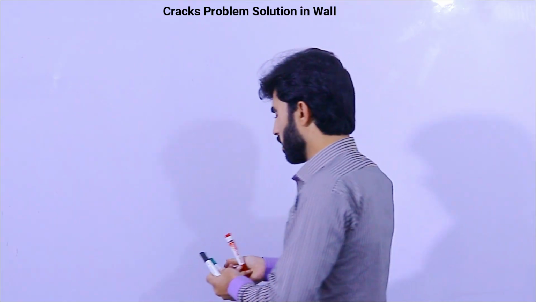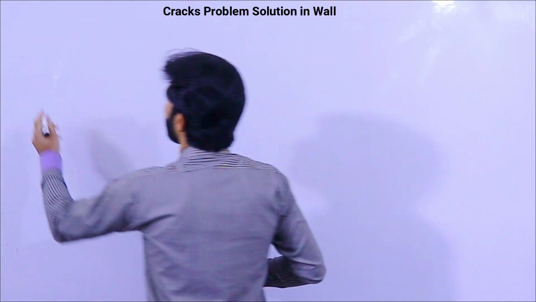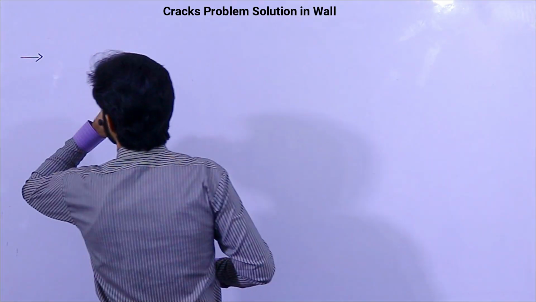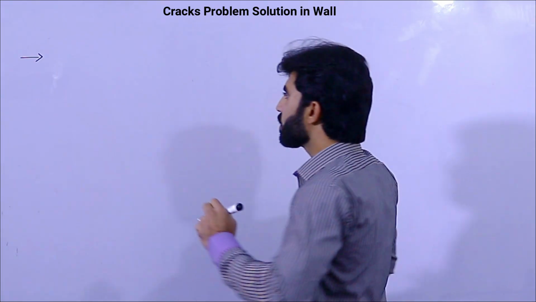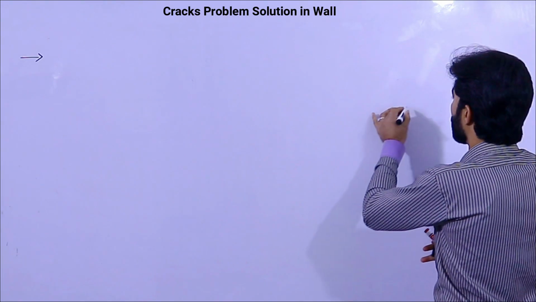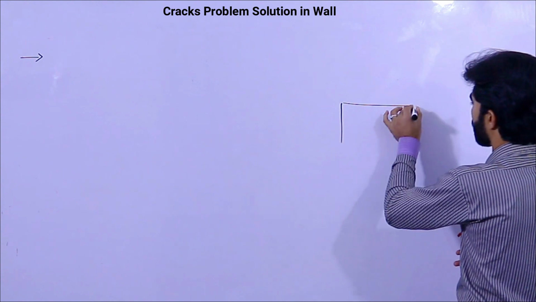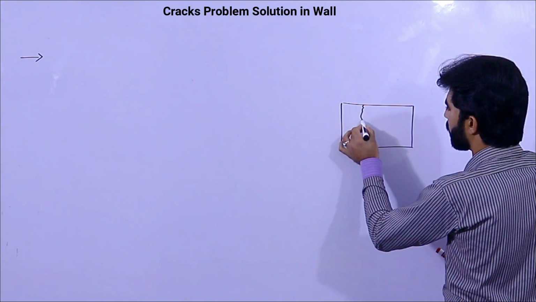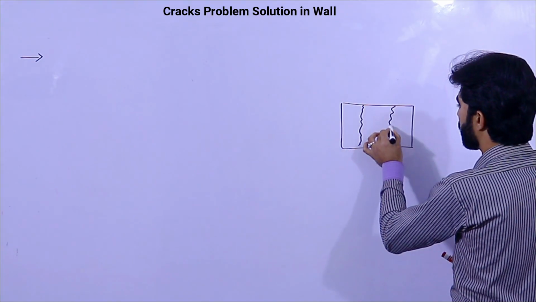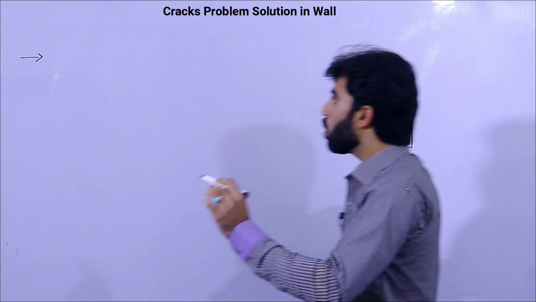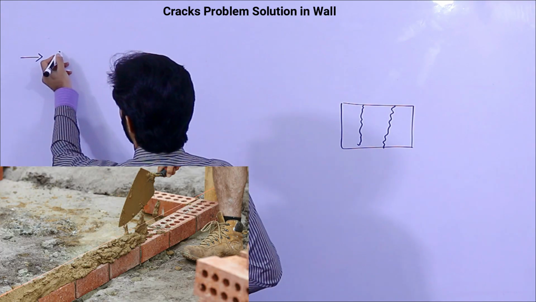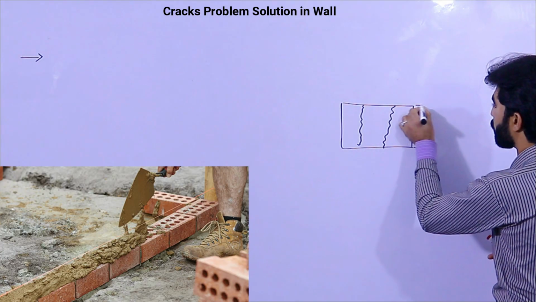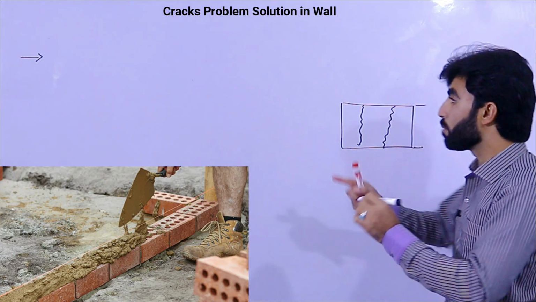Guys, the first point in crack solution. You can see sometimes the wall has many cracks like this. Sometimes you can see this kind of cracks. When the wall is not straight, keep the wall straight from start to finish. The wall should be straight.